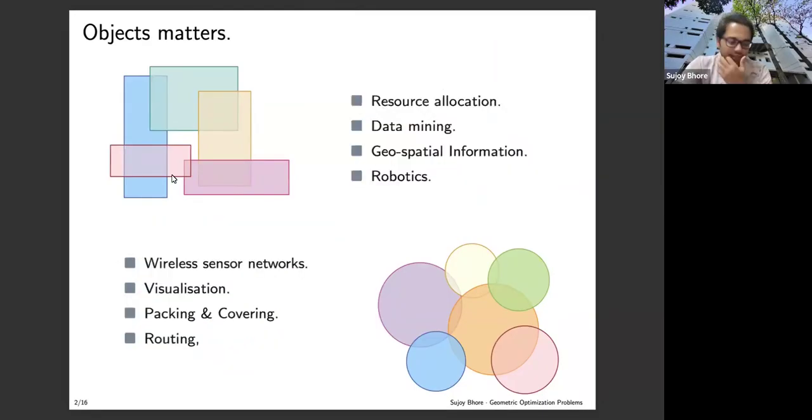Not only are they mathematically interesting and robust classes of objects, but they also play a pivotal role in our understanding of various classes of optimization problems. Just to name a few areas: resource allocation, data mining, geospatial information, robotics, wireless sensor networks, visualization, different classes of packing and covering problems, or routing, etc.